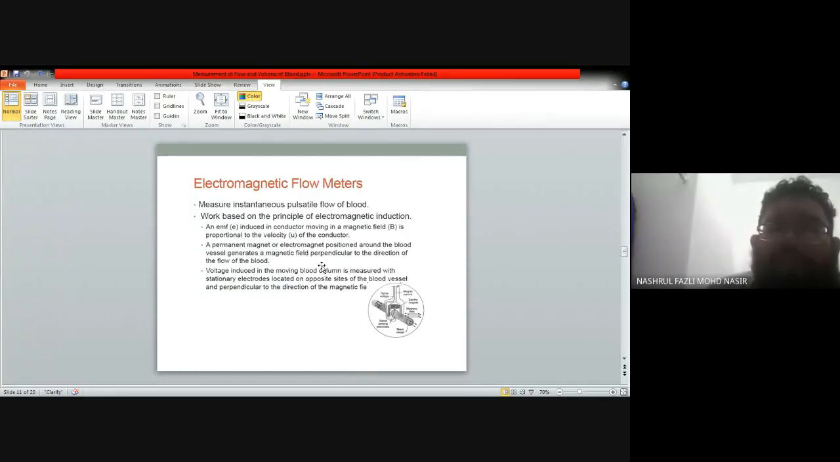Then you have the permanent magnet positioned around the blood vessel. It will generate a magnetic field perpendicular to the direction of the blood flow. So this is your blood flow, and this is your magnetic field. The voltage induced in the moving blood column is measured with stationary electrodes. You have the electrodes here, located on the opposite sides of the blood vessel and perpendicular to the direction of the magnetic field.